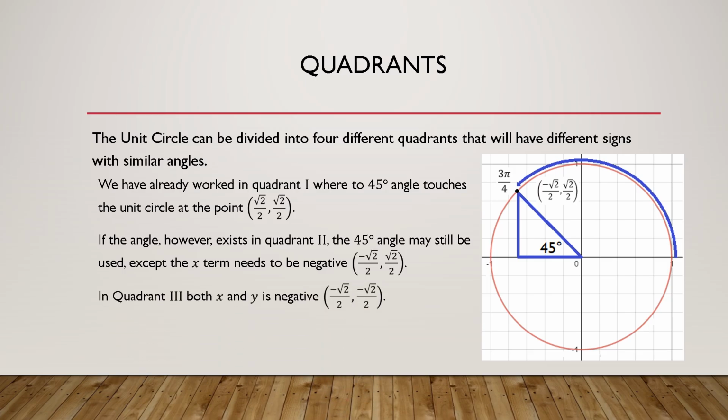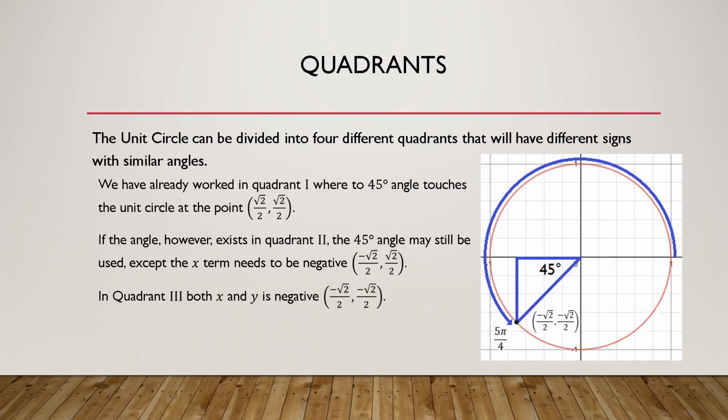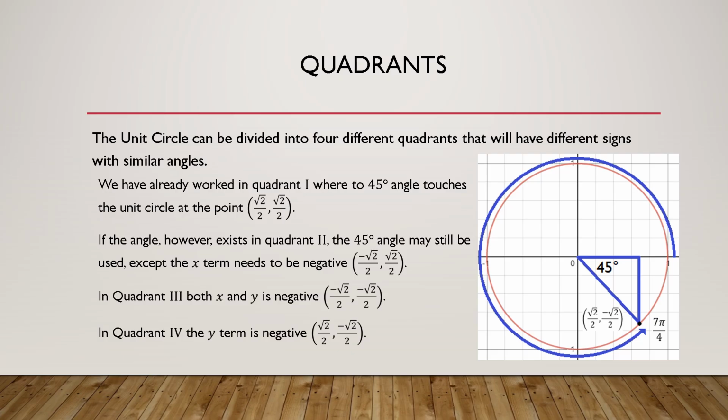In quadrant 3, both x and y is negative. Negative square root of 2 over 2, negative square root of 2 over 2. In quadrant 4, the y term is negative. Square root of 2 over 2, negative square root of 2 over 2.